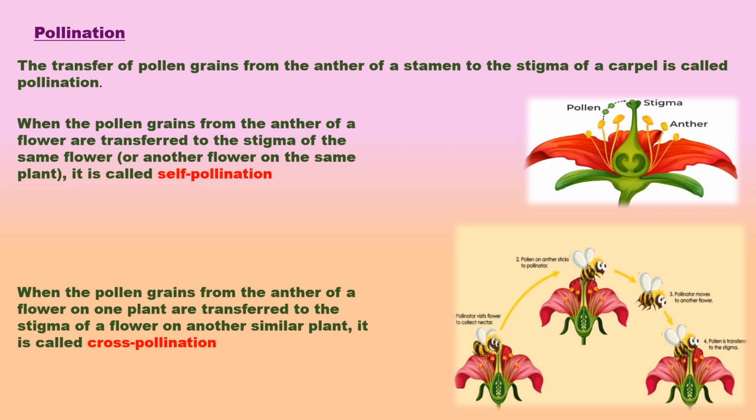When an insect sits on the flower of a plant for sucking nectar, then the pollen grains from the anther of this flower stick to its body. And when this insect now sits on another flower of another similar plant, then the pollen grains sticking to its body are transferred to the stigma of this second flower. In this way the insect transfers the pollen grains from the anther of flower in one plant to the stigma of flower in another plant and causes cross-pollination.